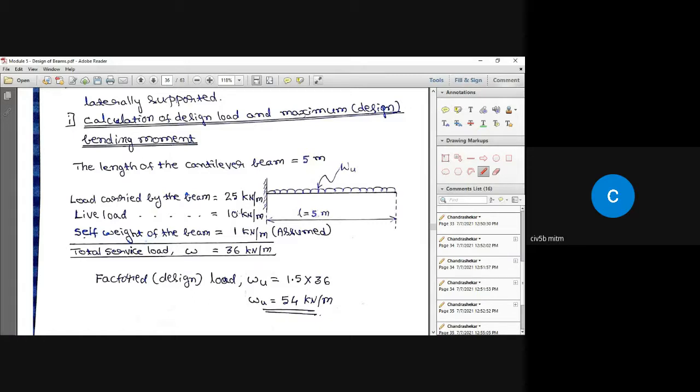That's what we did in the first problem. But here, to cut down the steps, I have assumed the self weight of the beam equal to 1 kilonewton per meter. You can also simply assume 1 kilonewton per meter for all cases.